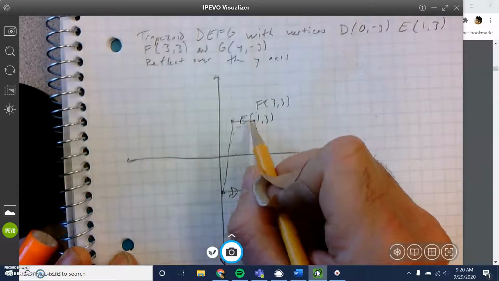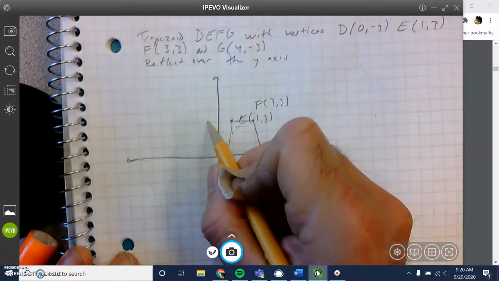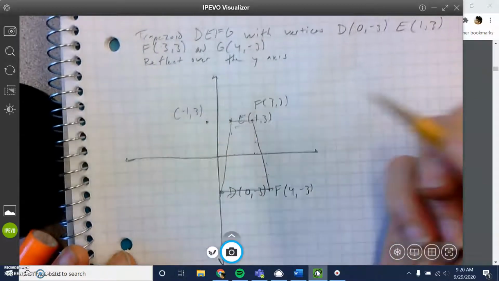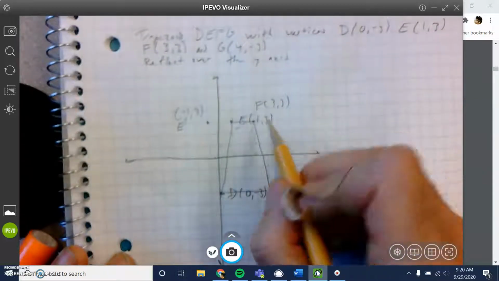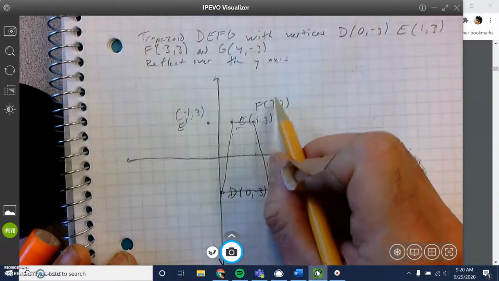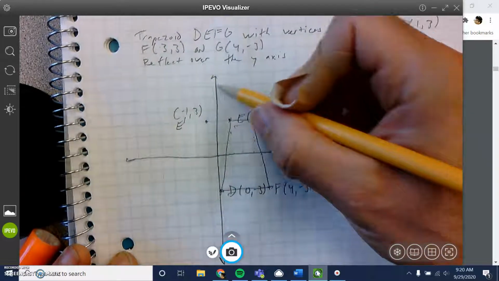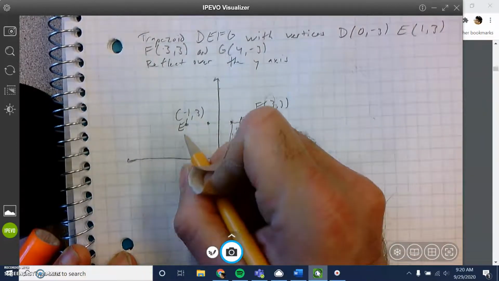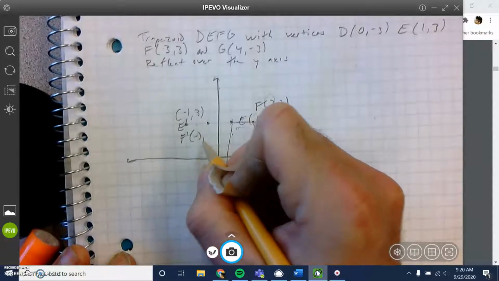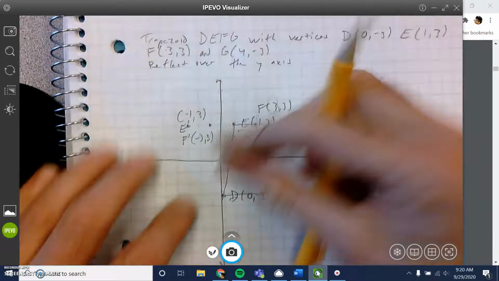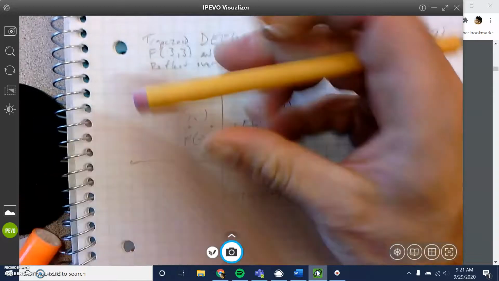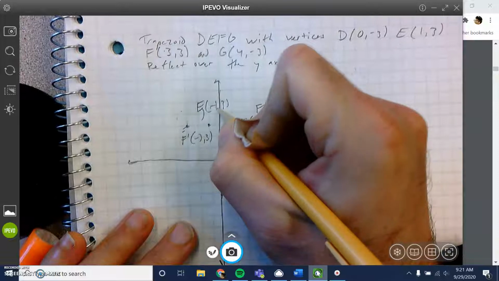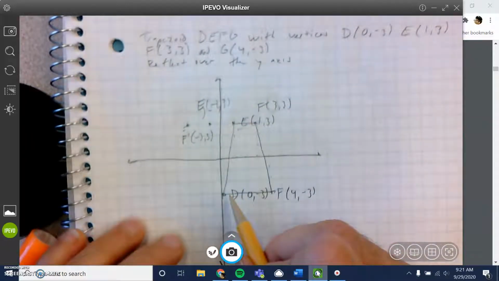Just change this. So E is this. So E prime is going to be here. So it goes from +1 to -1. And the Y stays the same. So this is E prime. F is 3, 3. So I'm changing the sign of the X because I'm reflecting across the Y. So F prime is -3, 3. Let me clear this up a little bit so you can see it. Here is E, which is -1, 3. And then F is -3, 3.